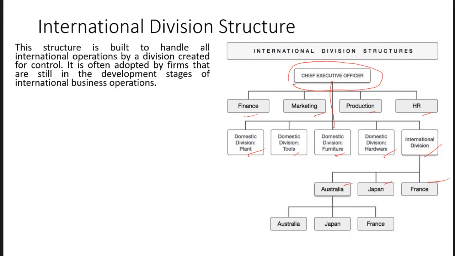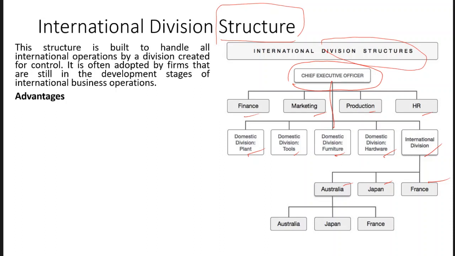Usually companies that just started to enter a new market utilize this division structure, but over time they usually change or evolve the structure according to their findings when they enter the new market.